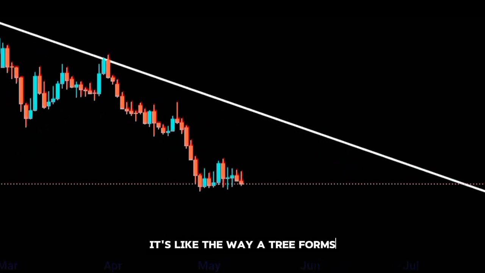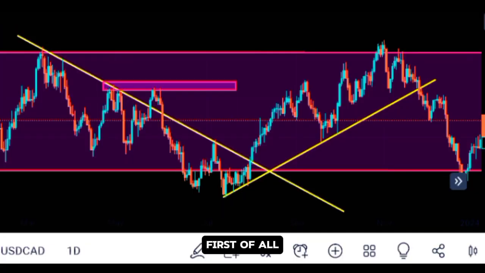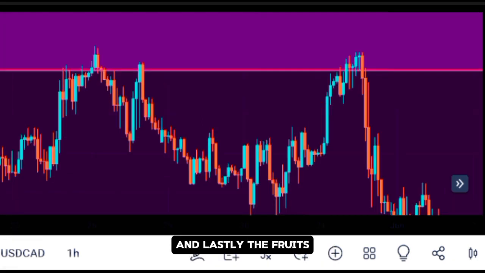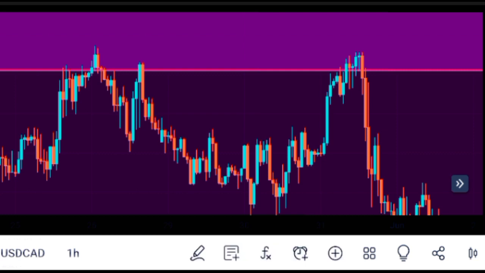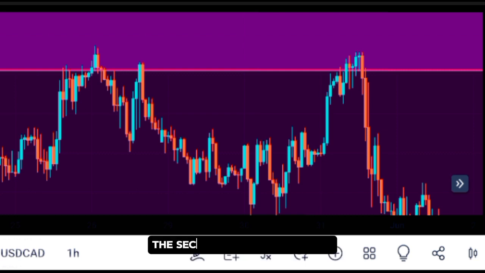It's like the way a tree forms. First of all, it starts from the root, then it expands to branches, and lastly the fruits. We use 3 time frames to do a top-down analysis on market structure. The big time frame, the second lower time frame, and lastly the sniper entry smaller time frame.